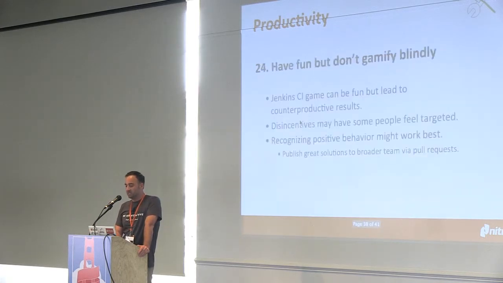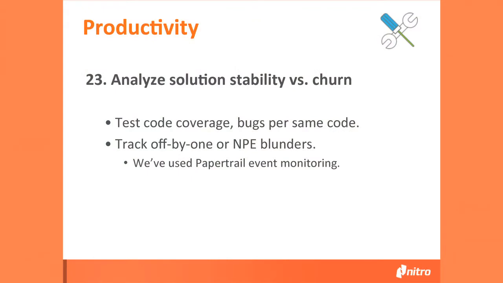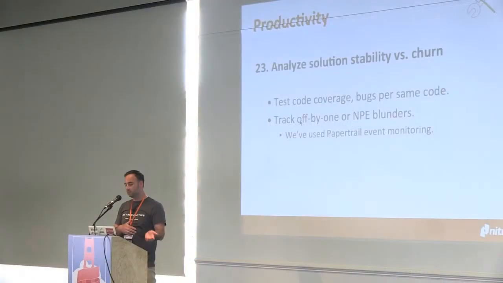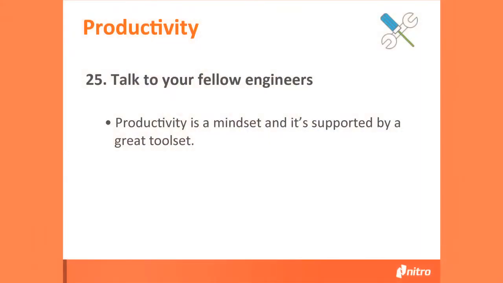And the point that I had in the previous slide was that there are metrics that matter. Those are the metrics around the code: the test coverage, how frequently your code churns and produces issues. You can use Papertrail, Nagios, a whole bunch of monitoring solutions to figure out if your new technology is helping you eliminate stupid mistakes, like off-by-one mistakes or null pointer blunders.